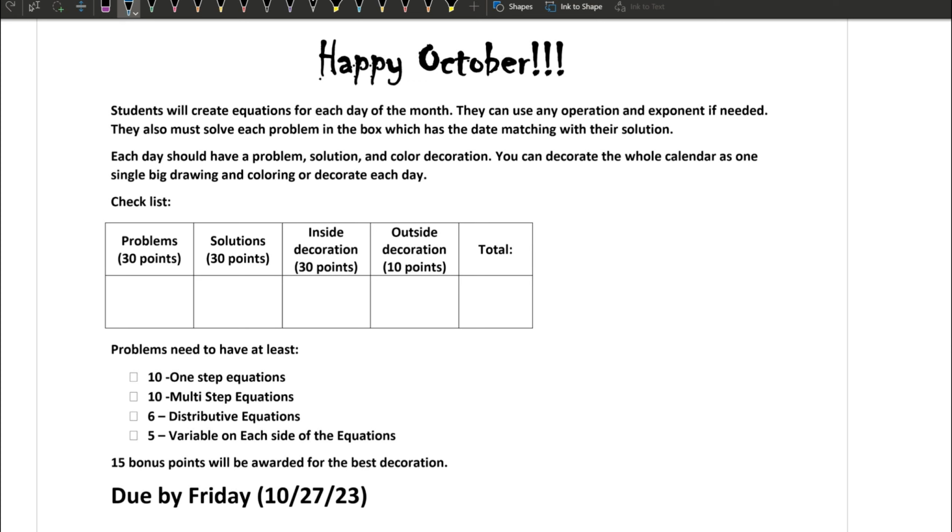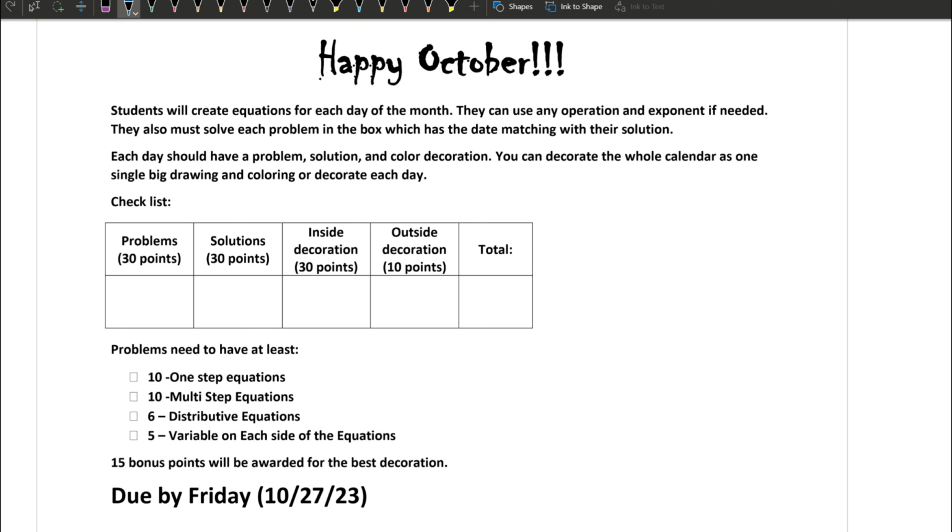Alright, so here's the instruction. Students will create equations for each day of the month. They can use any operation and exponents if needed. They also must solve each problem in the box, which has the date matching their solution. Each day should have a problem, solution, and color decoration. You can decorate the whole calendar as one single big drawing, and coloring, or decorate each day.